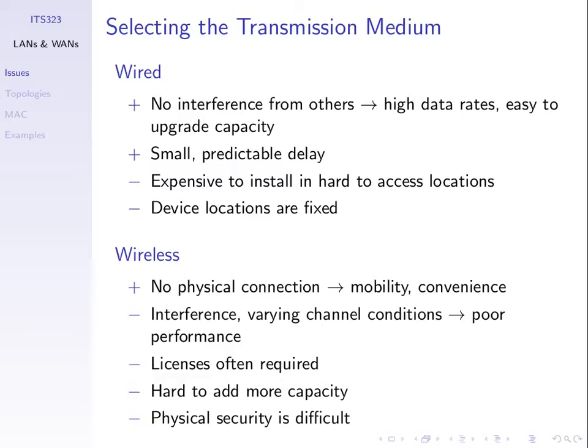So generally, compared to wireless, better performance, higher data rates, smaller delay, predictable delay. With wireless, because of interference and varying conditions, sometimes there's interference from different sources, you generally get poorer performance compared to wired.